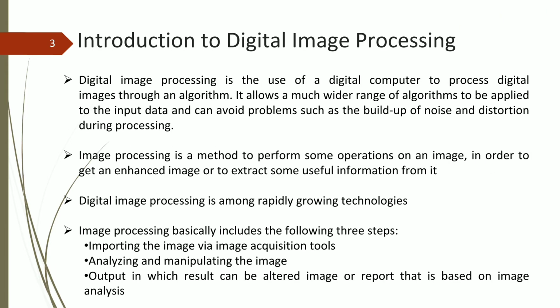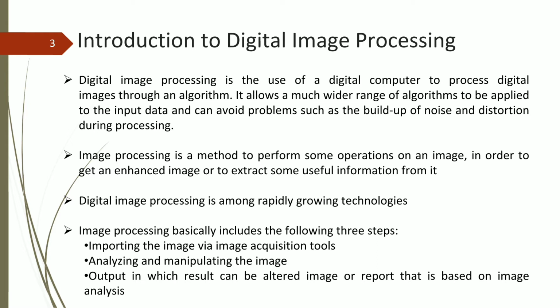Introduction to digital image processing. Digital image processing is the use of digital computers to process digital images through an algorithm. It allows a much wider range of algorithms to be applied to the input data and can avoid problems such as build up of noise and distortion during the process. Image processing is a method to perform some operations on an image in order to get an enhanced image or to extract some useful information from it.